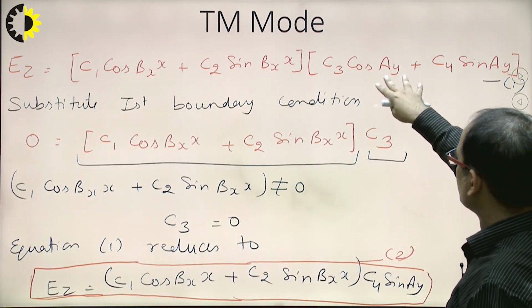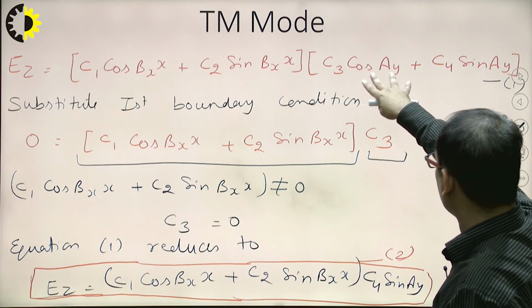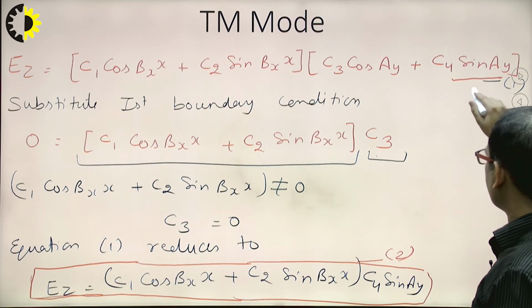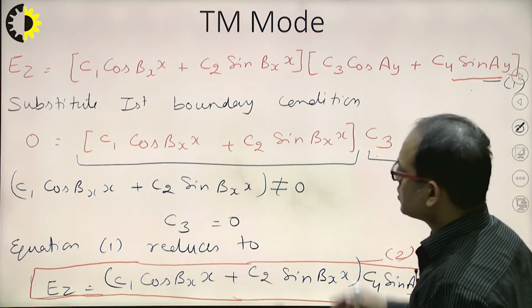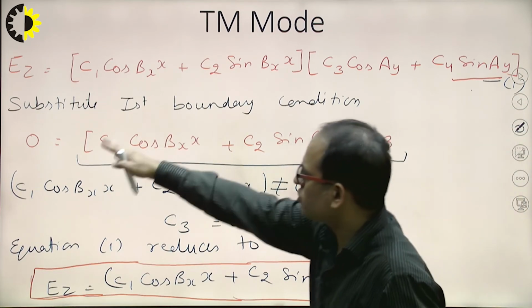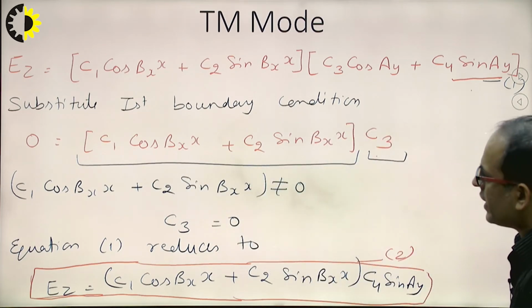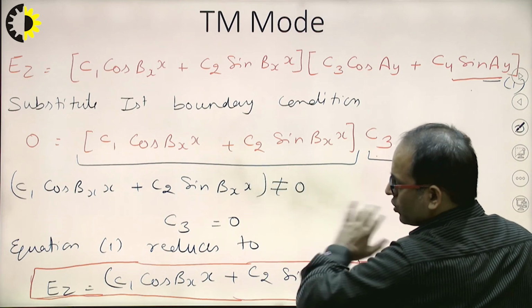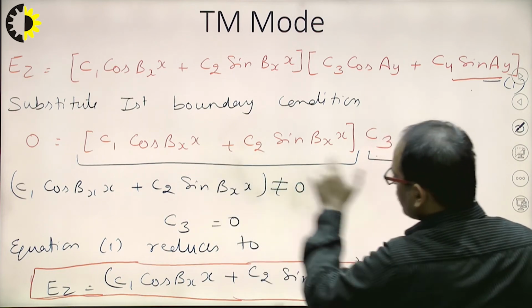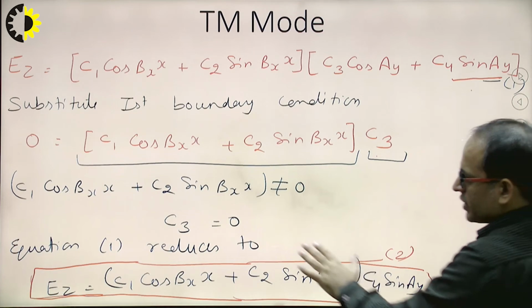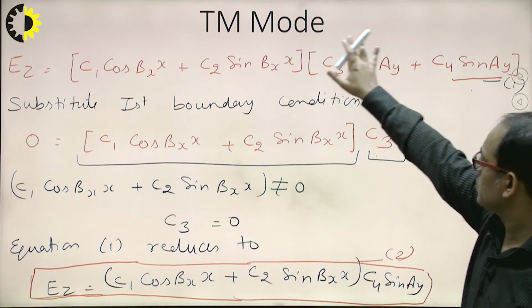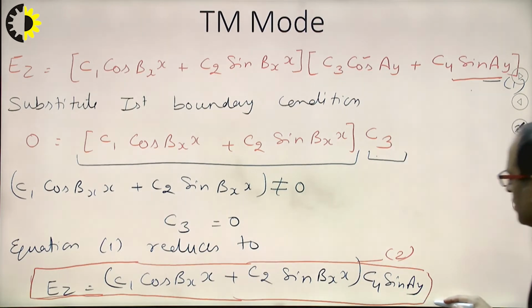When you put y equal to 0, cos y equal to 1, only C3 will remain and this whole term will be equal to 0. Now see, this whole equation will be equal to 0. It means that cos plus sine can never be equal to 0, therefore this term cannot be equal to 0, that means I can say that C3 equal to 0. The whole term reduces to this equation.